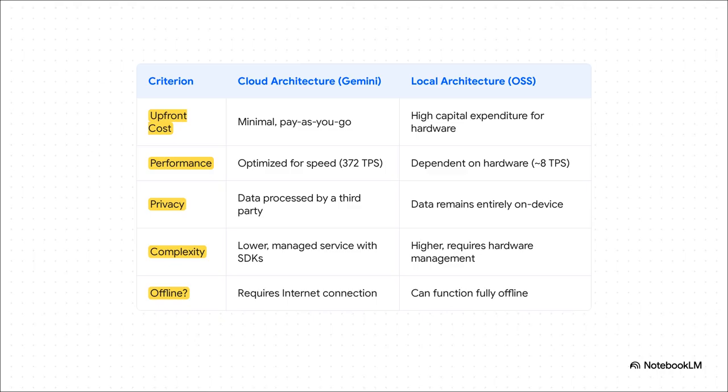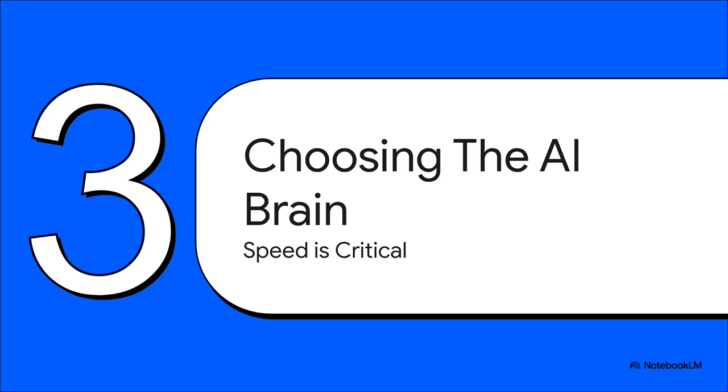On the other hand, a local, on-device model gives you total privacy, and it can work offline. But it requires a big investment in hardware, and it ends up being a lot slower. It really feels like you're forced to choose. Do you want speed, or do you want privacy? So, which way do you go?